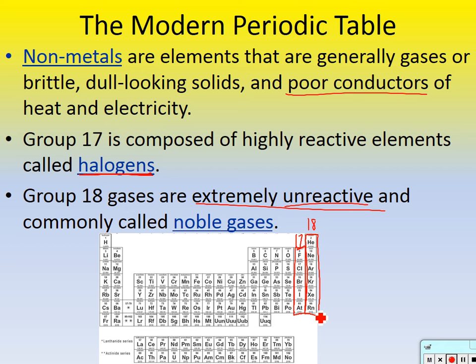So that's why they're called the noble gases. They're the nobility of the periodic table. These guys are the kings. Do they want to interact with the common folk over here? No. They're always going to be by themselves because they already have 8 valence electrons.